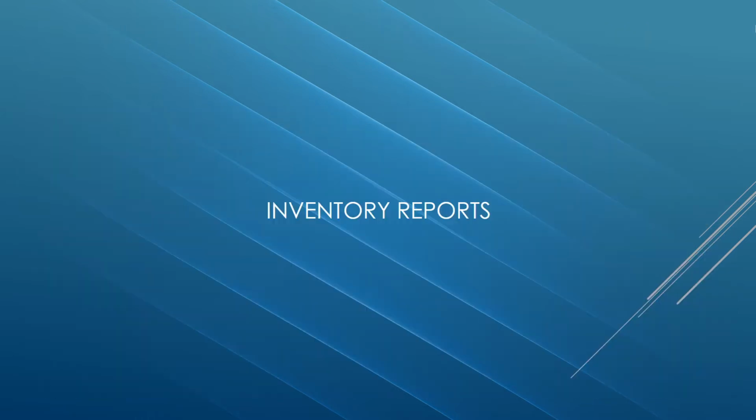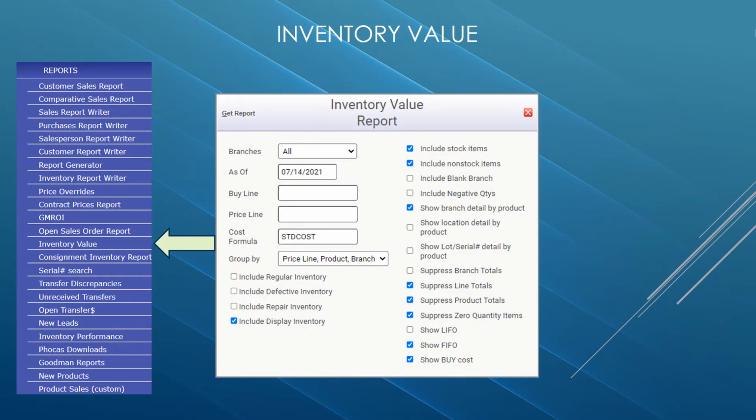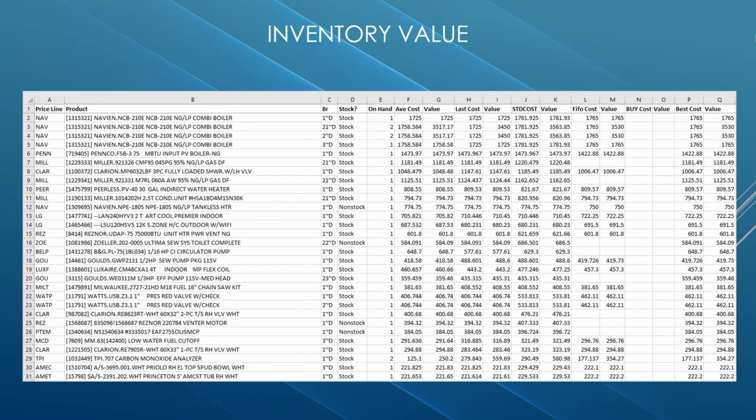Inventory reports. The inventory value report is normally run on one inventory at a time: regular, defective, repair, and display. Last in, first out valuation assumes that the newest products are sold first and is slightly better for tax purposes. First in, first out assumes that the oldest products are sold first and is more commonly used. You can add a cost formula column to the report to see the valuation based on replacement cost or other. And here is an example inventory valuation report.